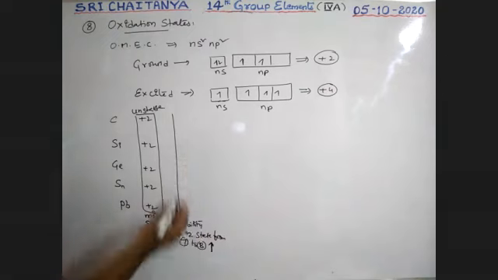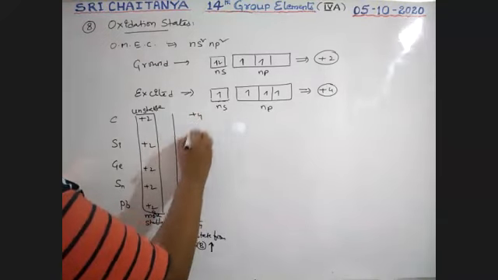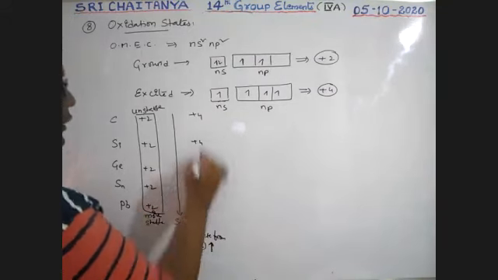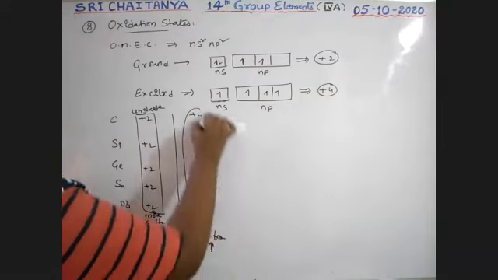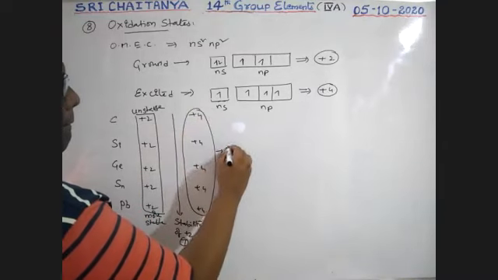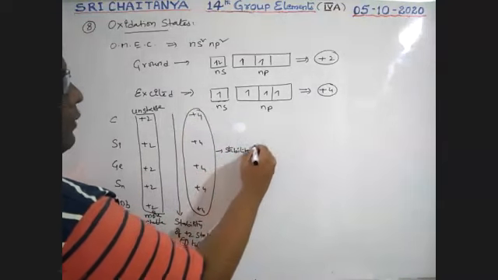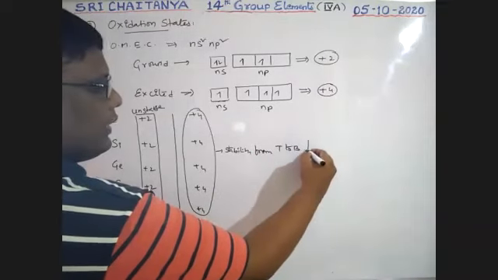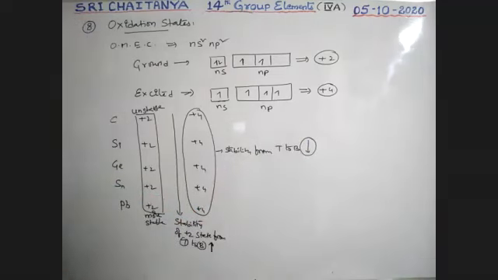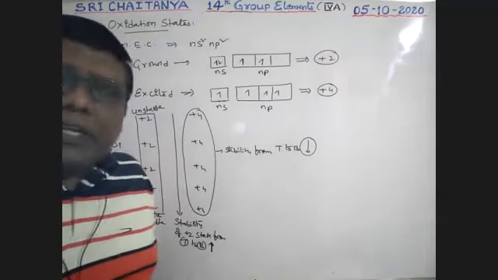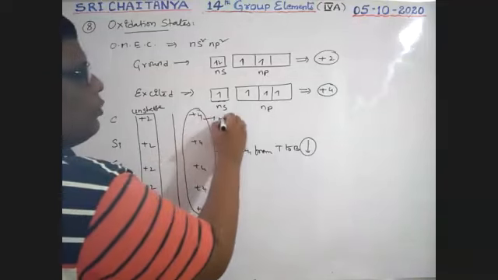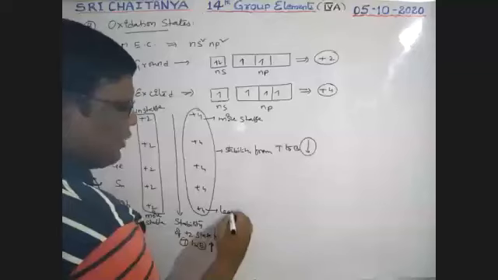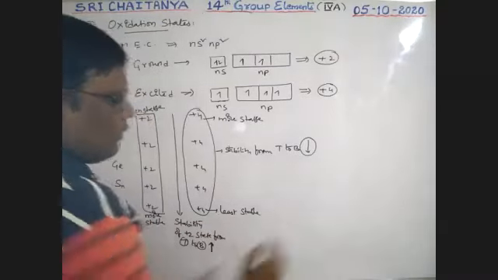Next, the +4 situation. The stability of this +4 oxidation state from top to bottom decreases. Here +4 is more stable, and here it is least stable.